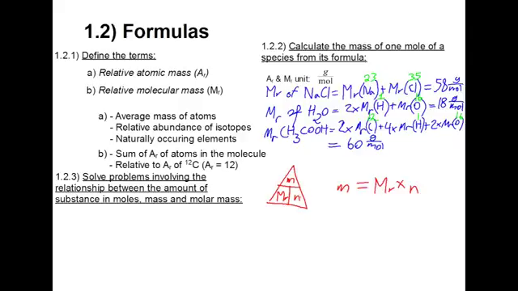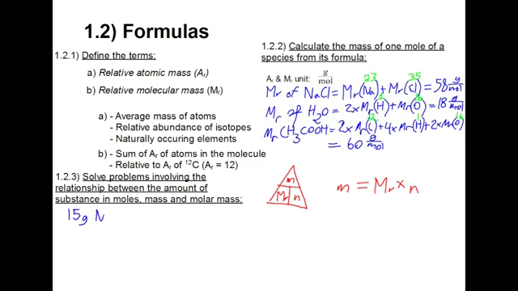So say if you wanted to find the molar mass, for example, you could cover the molar mass and you would be left with m over n, which means that if you have to find the molar mass, you divide the mass by the number of moles.